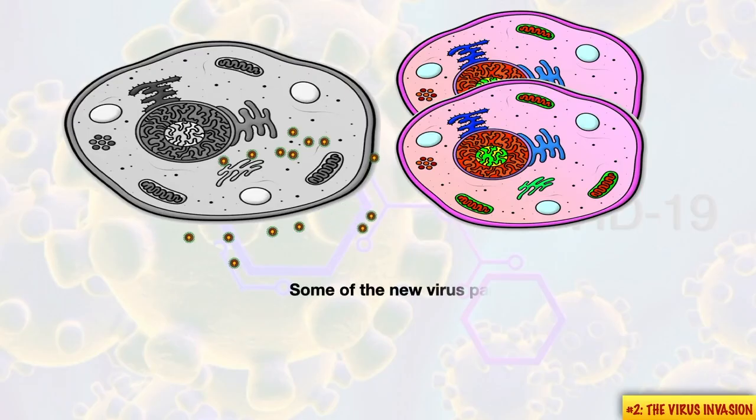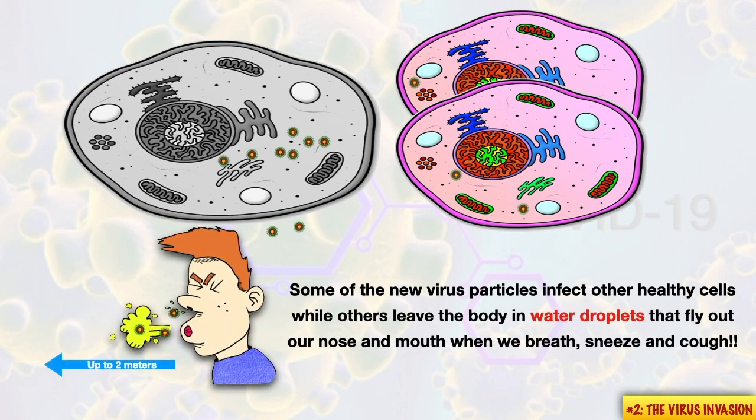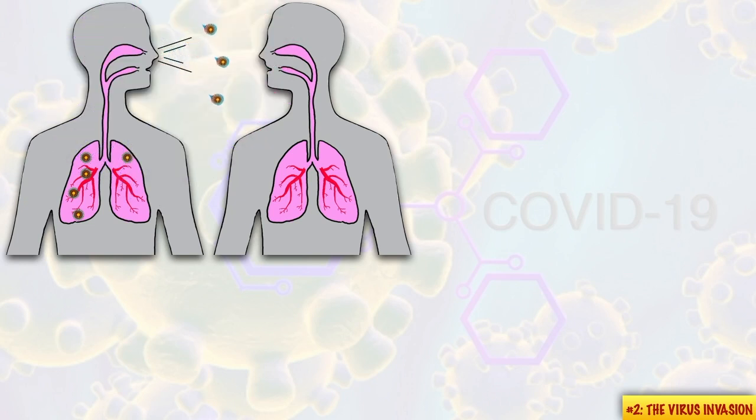The new virus particles leave the cell. Some invade more cells, while others leave our body in water particles that are ejected when we sneeze or cough. The particles fly through the air, and if someone else is close enough, they might land on that person. And if that person touches their face with a dirty hand, the virus might get into them.